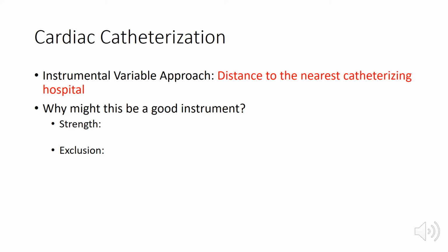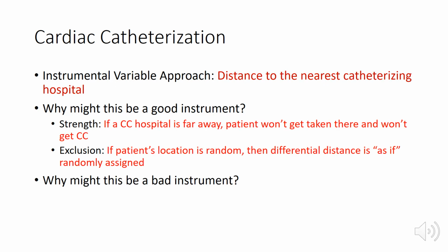And what I was going to say before Jackie's point was we can think about this in reverse. We can think about how this might not be an exclusive instrument, because those are just two sides of the same coin. So what I said is if a catheterizing hospital is far away, the patient won't likely wind up there and likely won't get a catheter, right? Distance is probably a pretty strong instrument. And it meets the exclusion restriction if patients' locations function as if they're random. And we can think about some reasons why this might or might not be true.